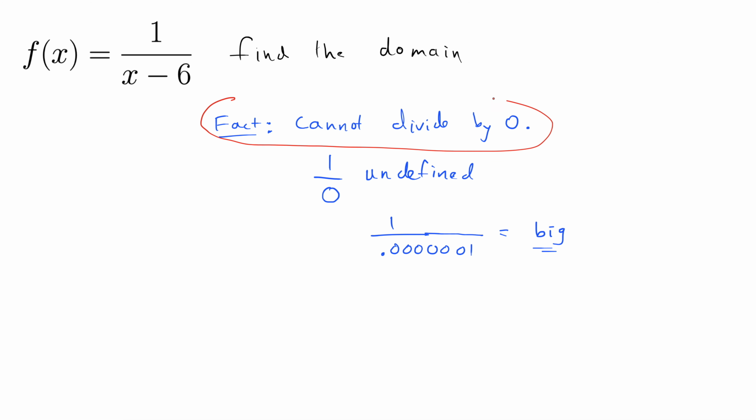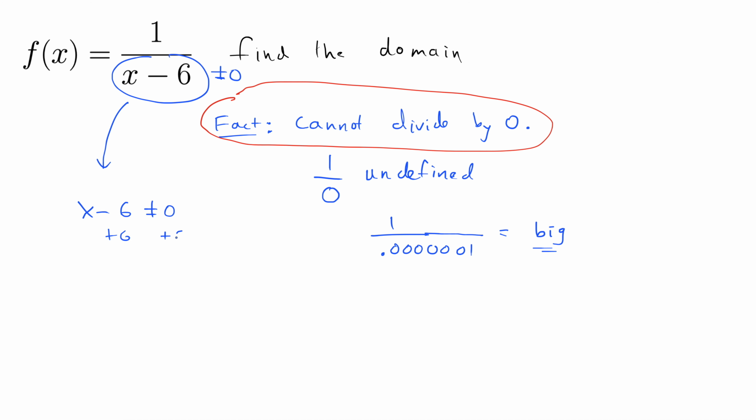Okay, what does that have to do with this exercise? Well, what that tells us here is that this denominator part cannot equal 0, because if that equals 0, then we're dividing by 0. So I'm going to say x minus 6 cannot equal 0, and we're going to solve for x. Essentially, I'm going to add 6 to both sides. So that gives us x cannot equal 6.